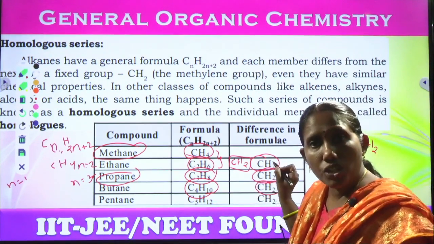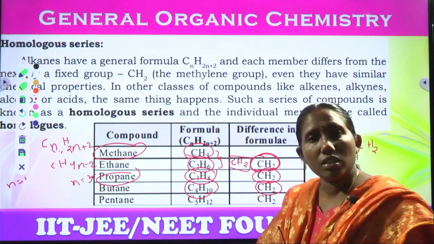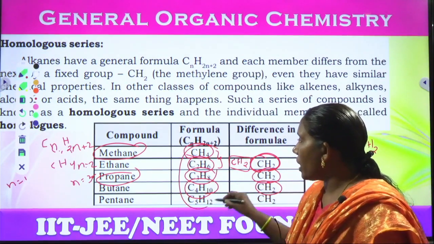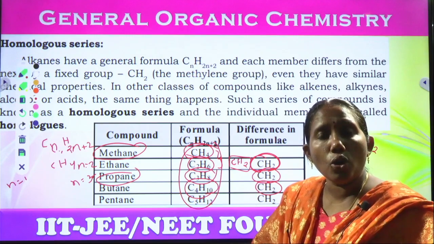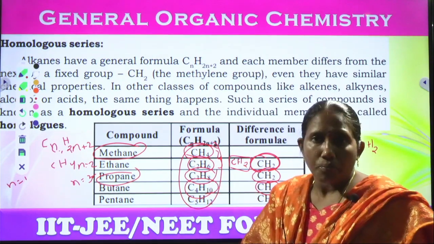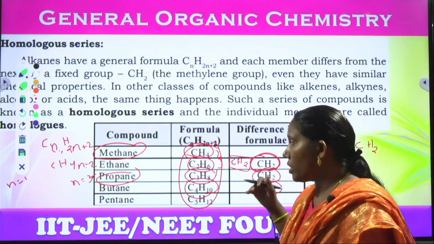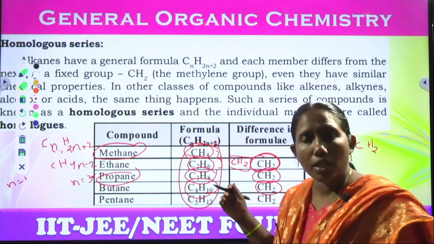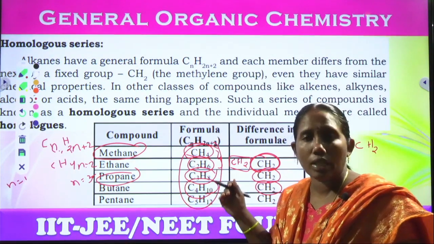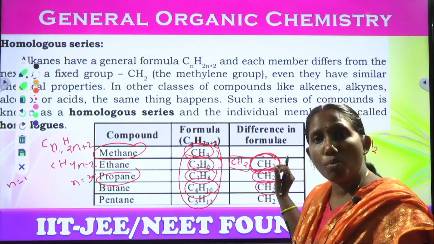This differentiating group is called the homologue, and this series of alkanes is called a homologous series. So these are said to be a homologous series, right? CH4, C2H6, C3H8, C4H10, all the alkane series members are said to be homologues to each other. So this CH2 unit is called a homologue.